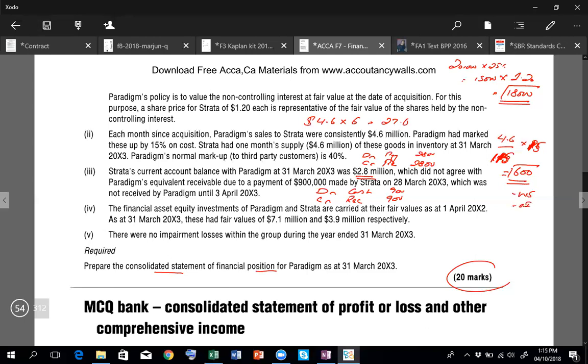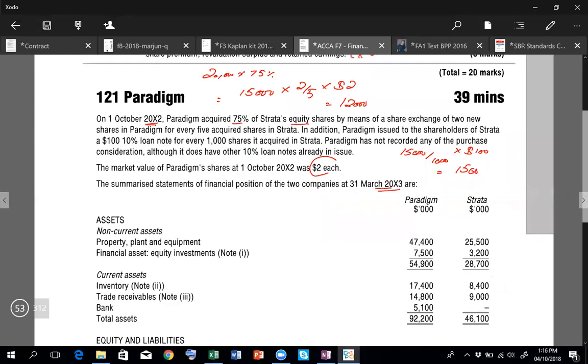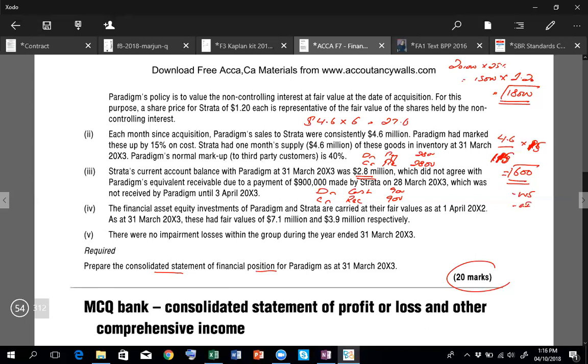The financial asset equity investments of Paradigm and Strata are carried at their fair values. As at 31st March, these fair values were 7.1 million and 3.9 million respectively. So if you go back, you see the financial asset was 7,500 for the parent and 3,200 for the subsidiary, so there are adjustments in it. At the year end, they are carried at 7.1 million and 3.9 million. That means there is a revaluation. The subsidiary's adjustment will go to the subsidiary's working, and the parent's adjustment goes to the parent's. There were no impairment losses. Now we will be making the consolidated statement of financial position.